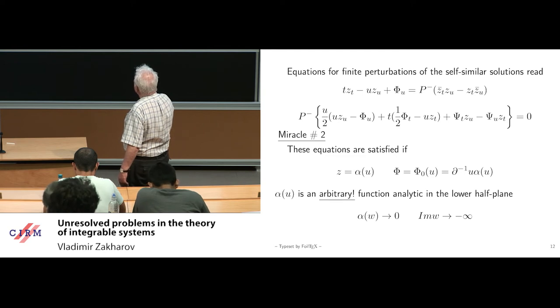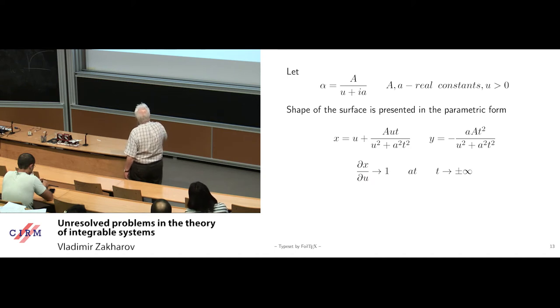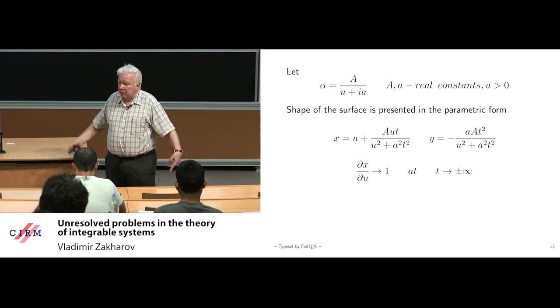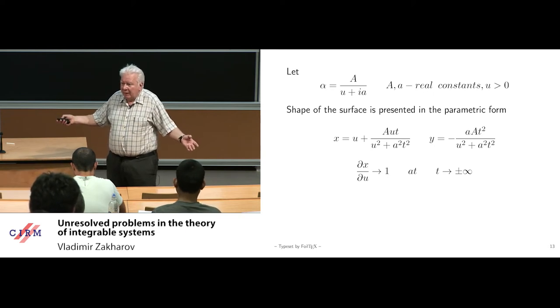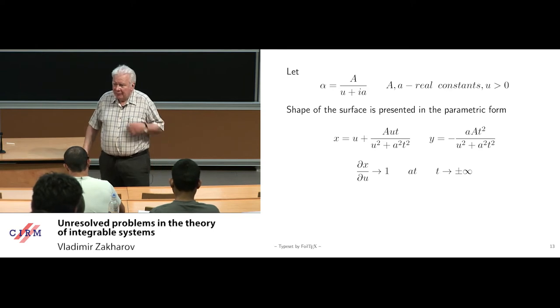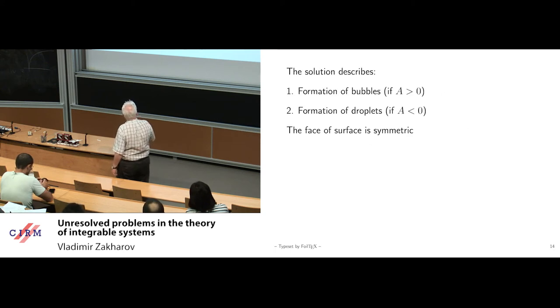It's a miracle that if you consider that this function does not depend on time, both equations will be satisfied for arbitrary function alpha. It makes it possible to construct an infinite family of exact solutions, for instance like this, given in parametric form. And this solution is a formation of bubbles or droplets in finite time, expressed by an exact formula. But one bad thing is that the initial data and boundary conditions are not good.